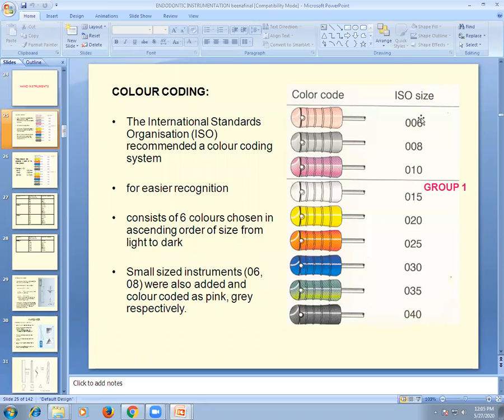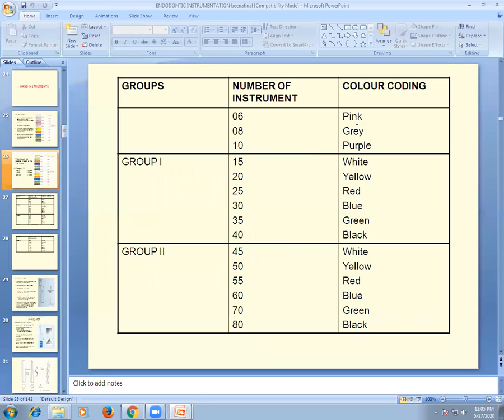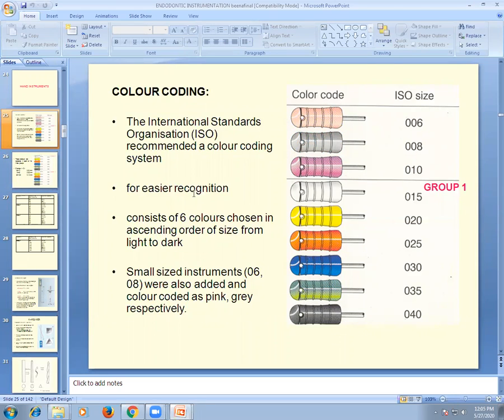The ISO standard size of the K file starts from number 6 till number 140. Okay. Color coding is given to identify the size of the file tip. Okay. So this number 6 represents the size of the tip of the file. It consists of 6 colors. Okay, I think you are able to make out the colors or no, I don't know. The color is not visible properly here.